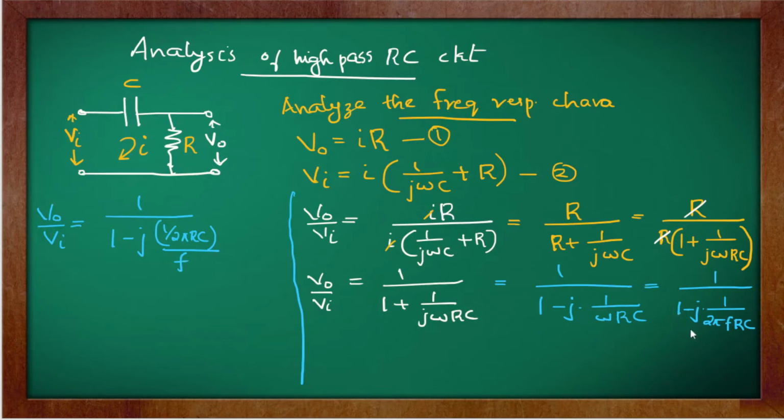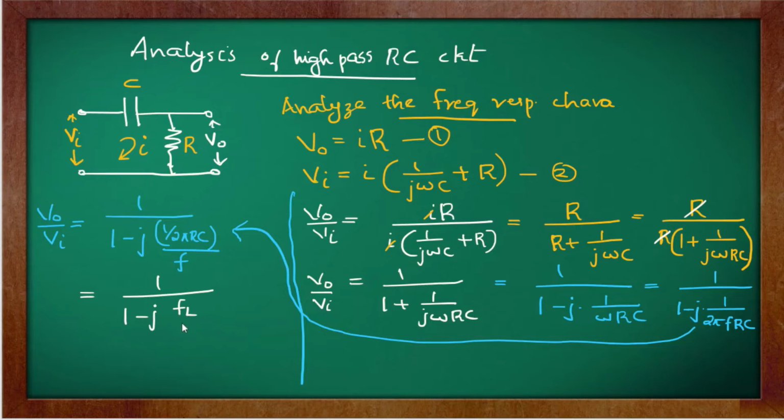Correct? So this expression is rewritten here. 1 divided by 1 minus j into 1 by 2 pi RC, I will bring to the numerator part here, so 1 by 2 pi RC divided by f, which can be written as 1 divided by 1 minus j into fL divided by f. I represent 1 by 2 pi RC as fL, which is a cutoff frequency value. Okay, so this is V0 by Vi.